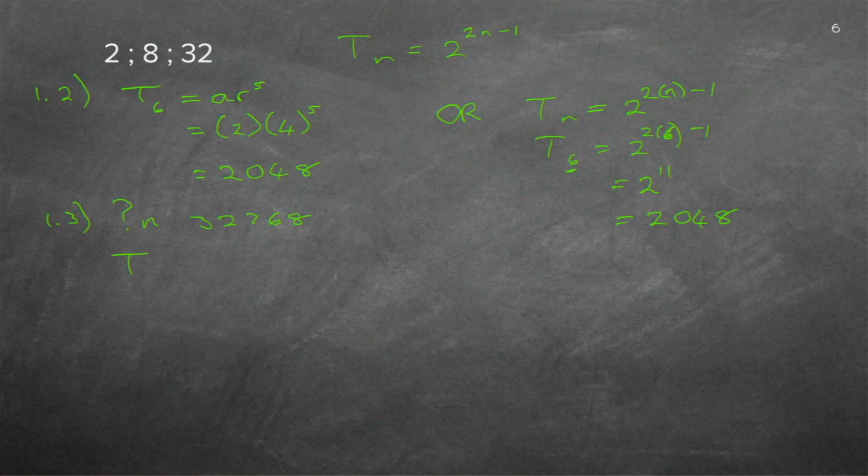I'm going to write down my Tn is equal to ar to the n minus 1, or you could use that one. Remember what I said? You can also use that one, 2 to the power of 2n minus 1, whichever one you prefer. And now I can fill in. Let's just do this one first, because it's got less to fill in. I've got 32768. And there I've got 2 to the power of 2n minus 1.